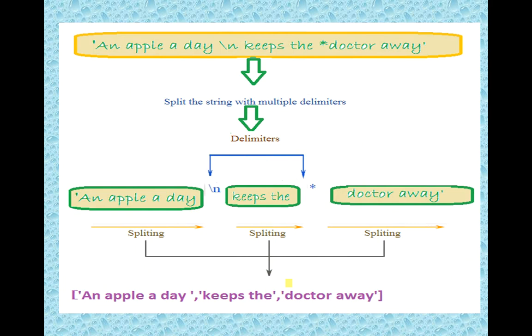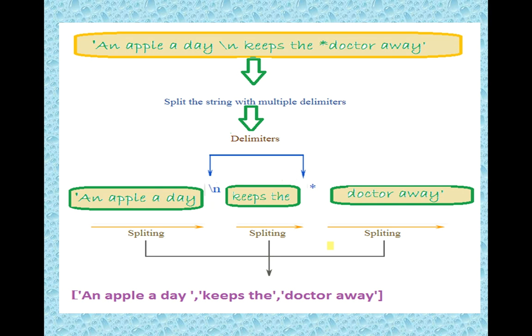Split the string with multiple delimiters, in which I have taken two delimiters, that is \n and asterisk. "An apple a day", then \n "keeps the doctor away". What it has done is, before \n, all the text is split into one element, then the second, then the third. So the elements have become like this: "an apple a day", "keeps", "the doctor away".